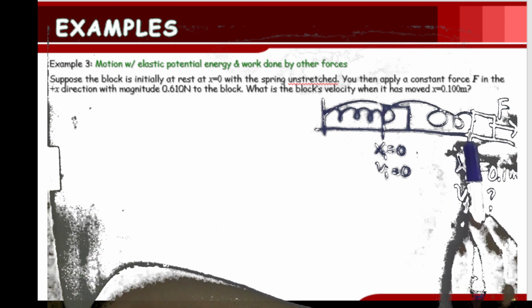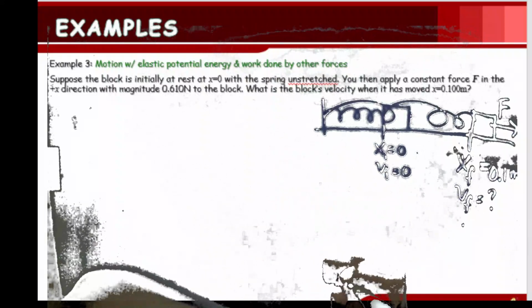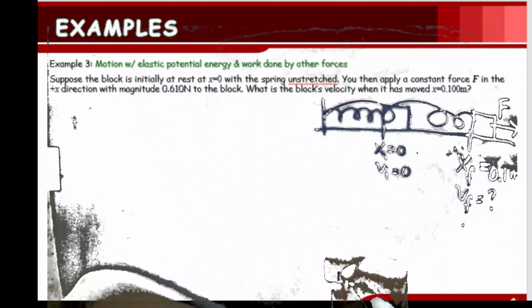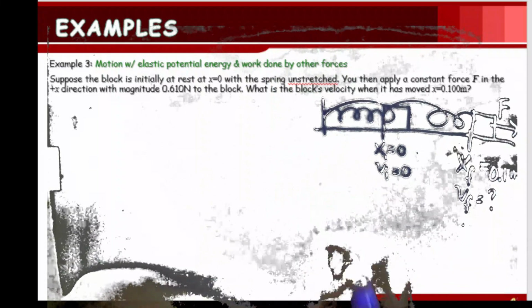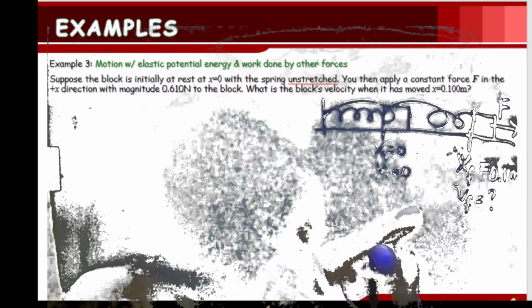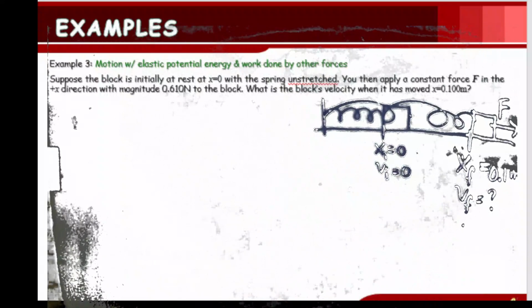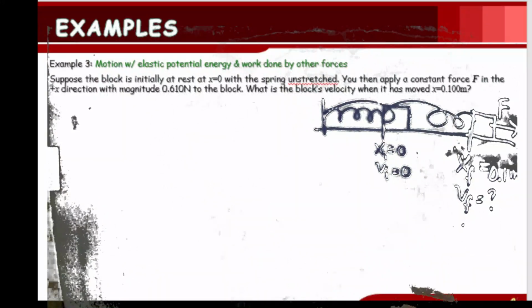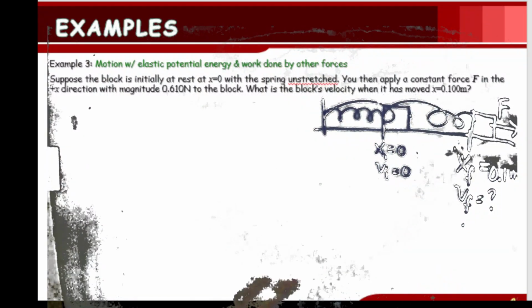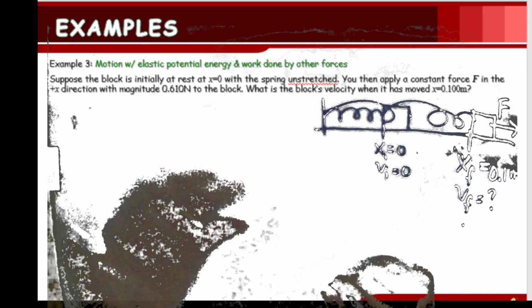There are only two kinds of possible forces doing work so that our energy will be conserved. First, only gravity or the weight should do work. Second, only the spring or elastic force should do work. If only those two do work, then mechanical energy is conserved. But if there are other forces doing work on the system, then mechanical energy is no longer conserved.